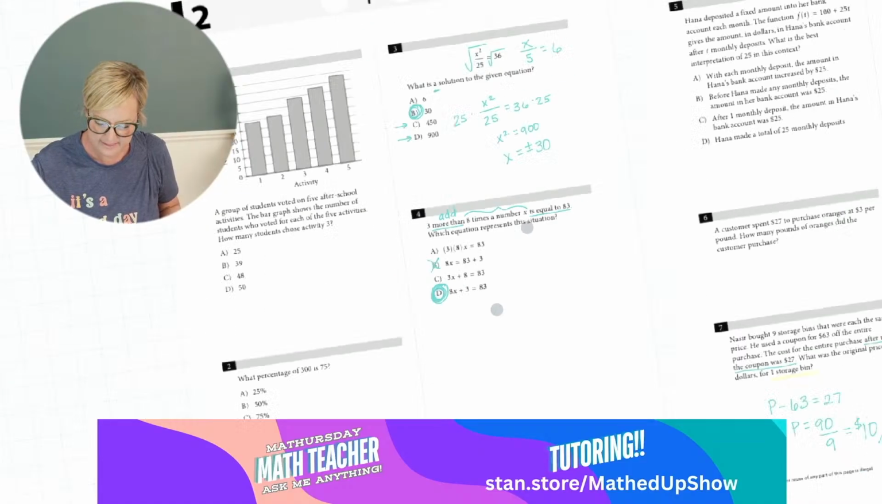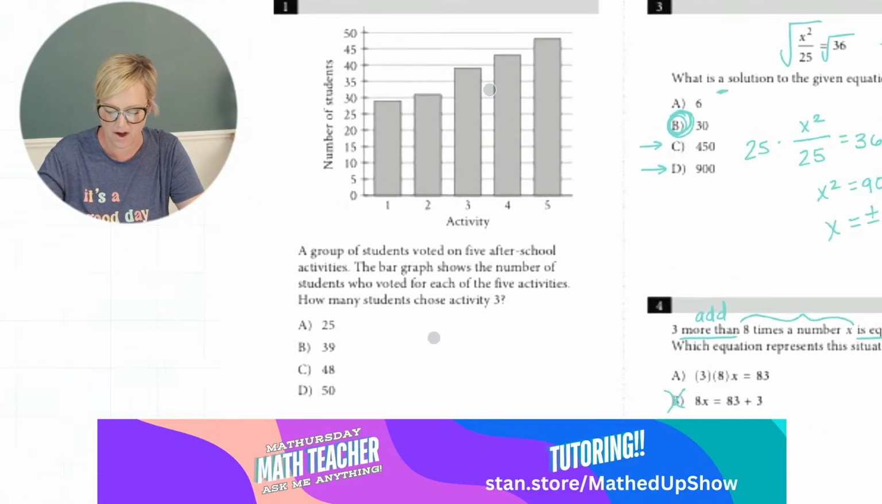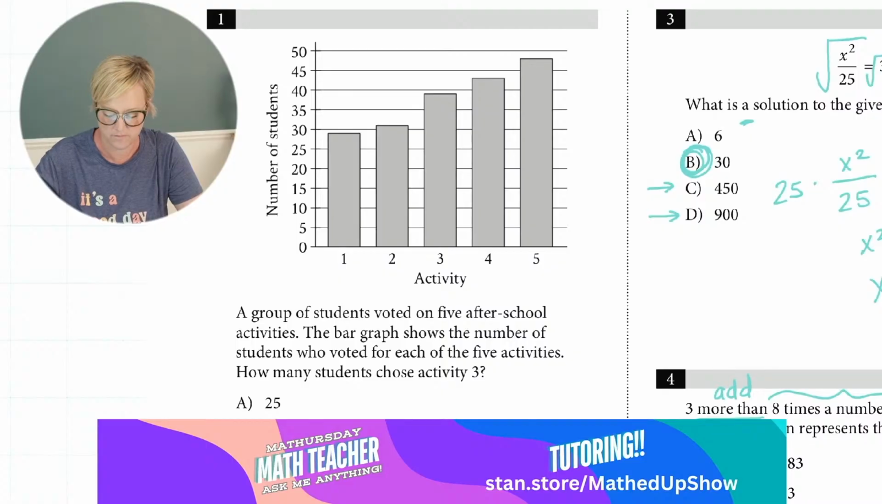Okay, let's pick another problem. Some of these I feel like people don't believe me that they are actually on the SAT, but they are actually on the SAT. So something like this.